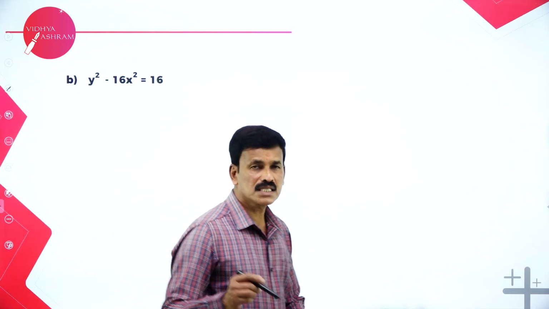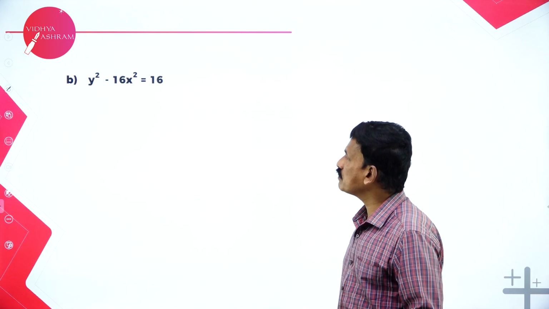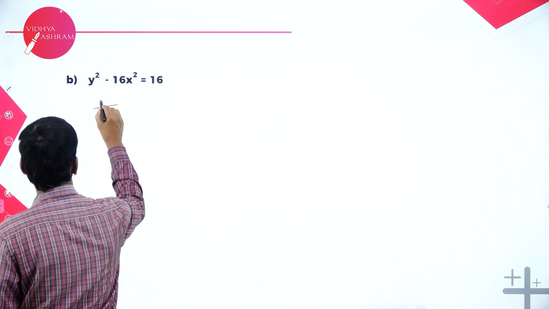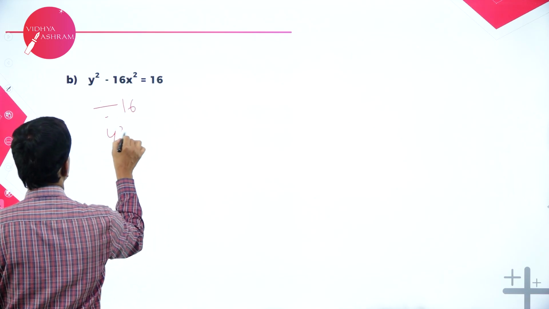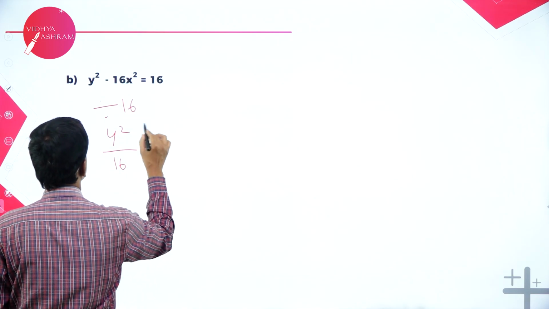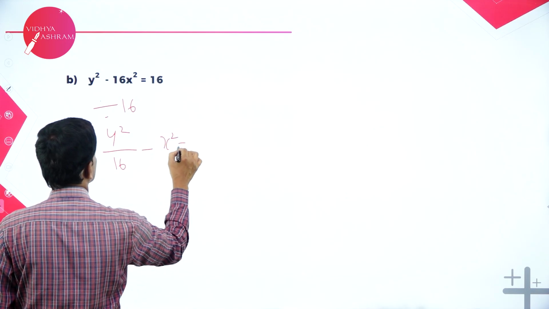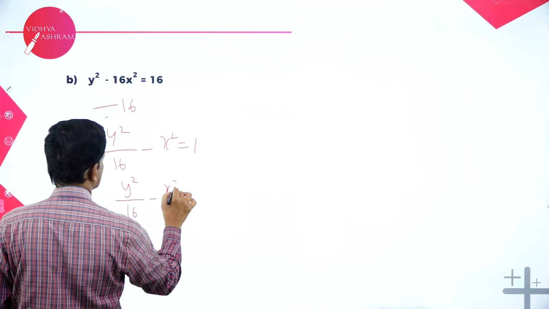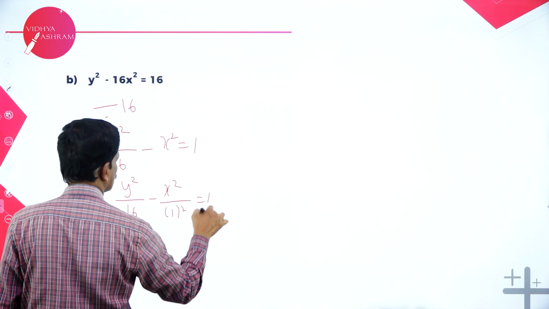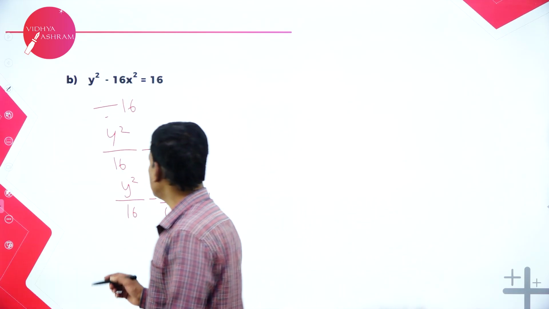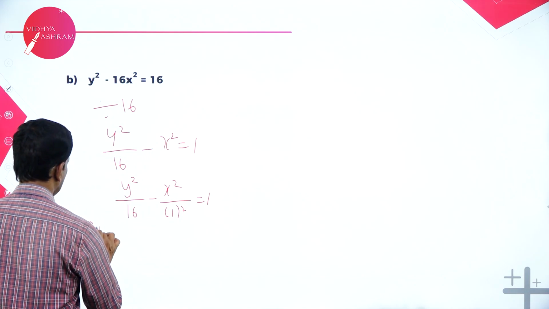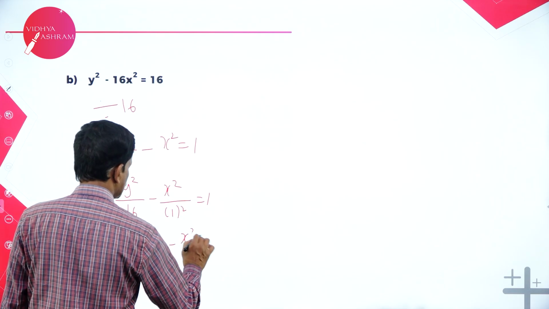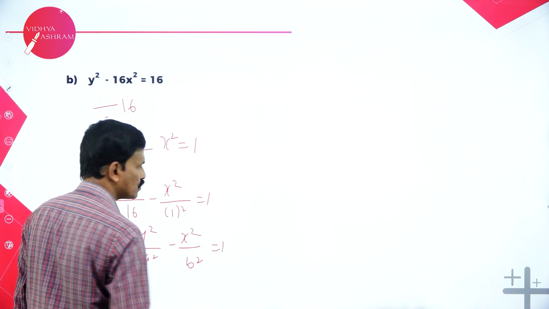Find the same points for the hyperbola y square minus 16x square is equal to 16. Just divide by 16 first. Divide by 16, you will get y square by 16 minus 16 x square by 16, 16 gets cancelled. x square is equal to 1. So, this is nothing but y square by 16 minus x square by 1 square is equal to 1. Comparing with, this is of the form y square by a square minus x square by b square is equal to 1.